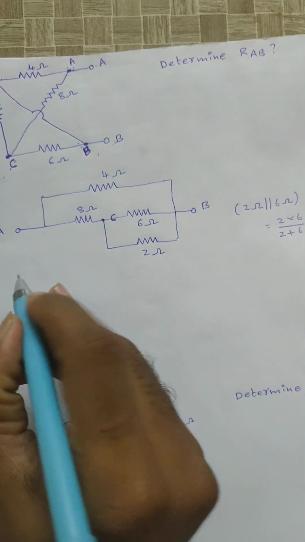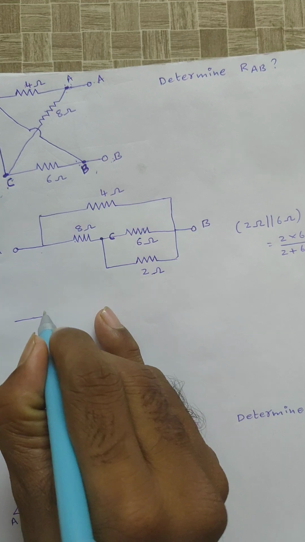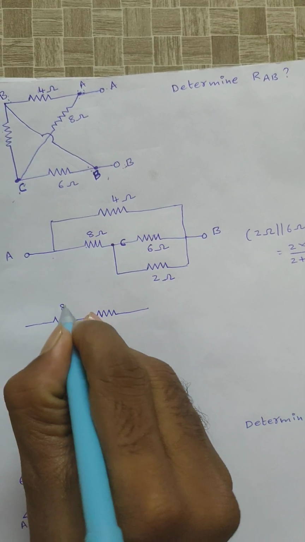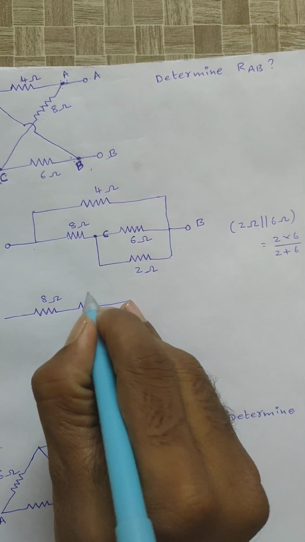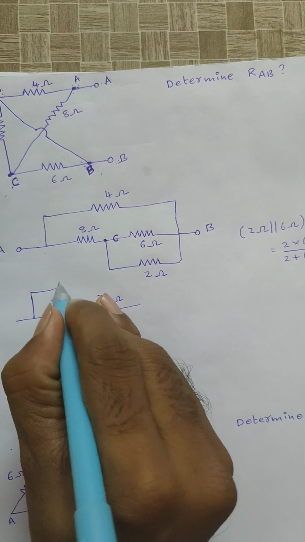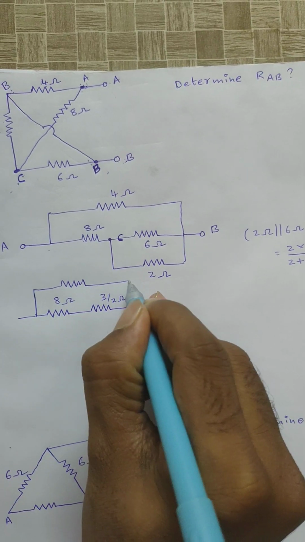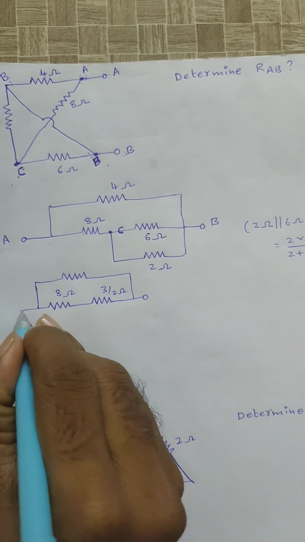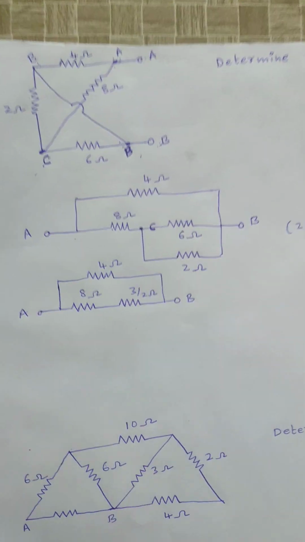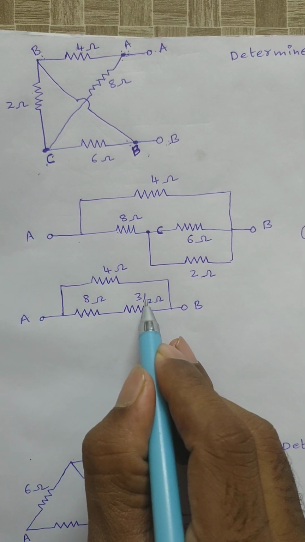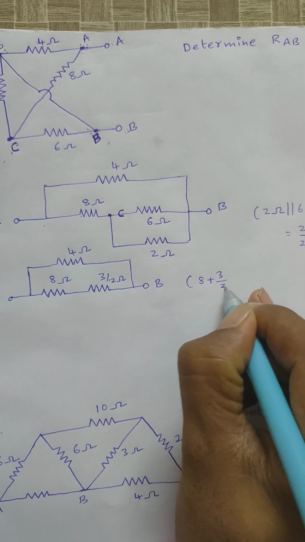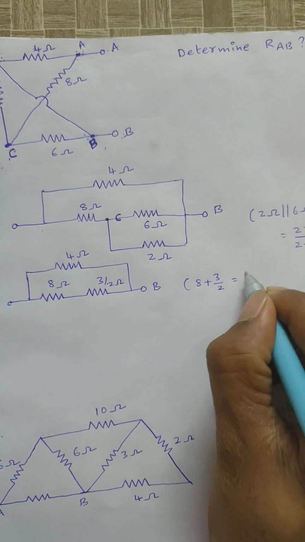Then these two resistors are replaced by a single resistor, right? Eight ohm. These two resistors are replaced by a single resistor, that is 3 by 2 ohm. Now see here, 8 ohm and 3 by 2 ohm are connected in series, right? Then 8 plus 3 by 2, right? That is equal to 19 by 2 ohms.